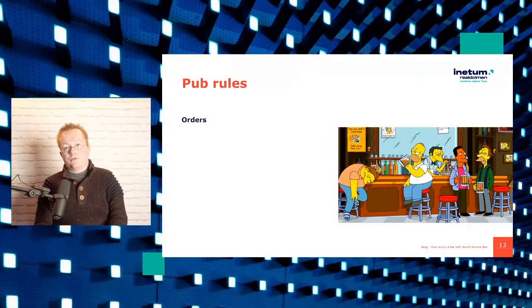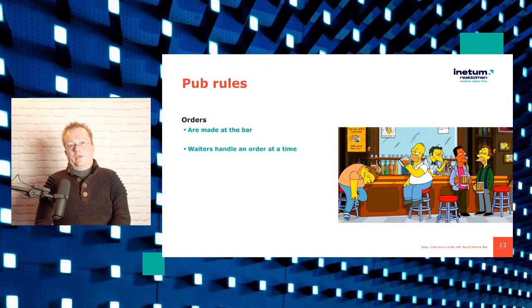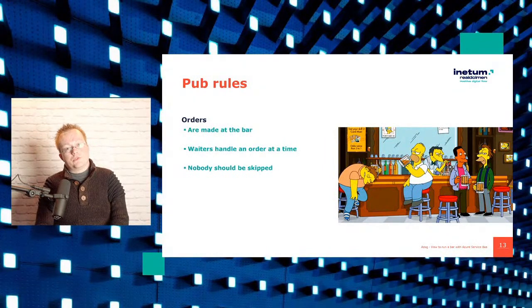First thing about the orders is orders are made at the bar. We have agreed that this will happen. Second thing is that waiters handle only one order at a time. And the third thing is nobody should be skipped, of course, because when you get skipped, you get mad and it's a bad bar and you never go back.